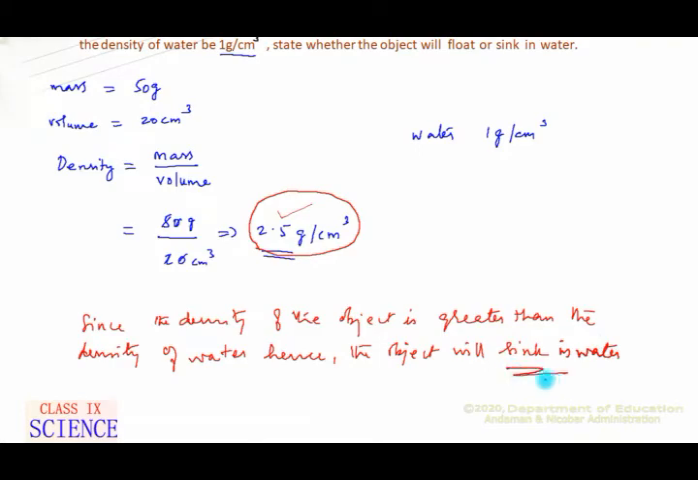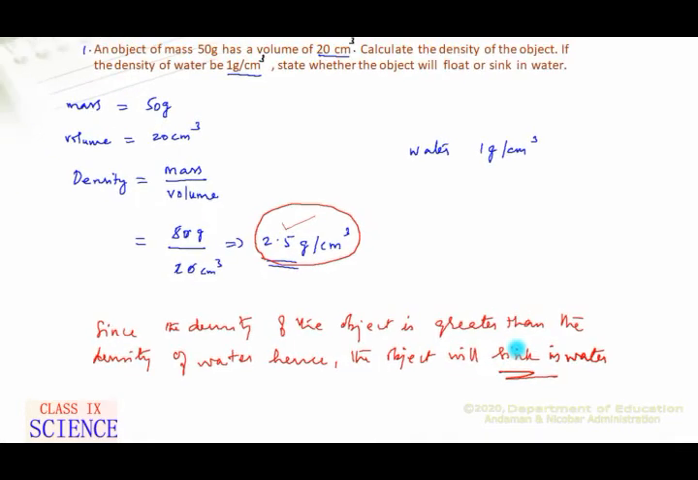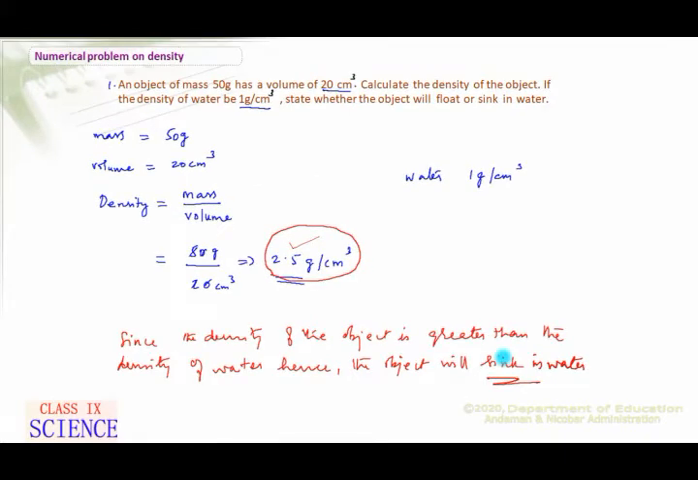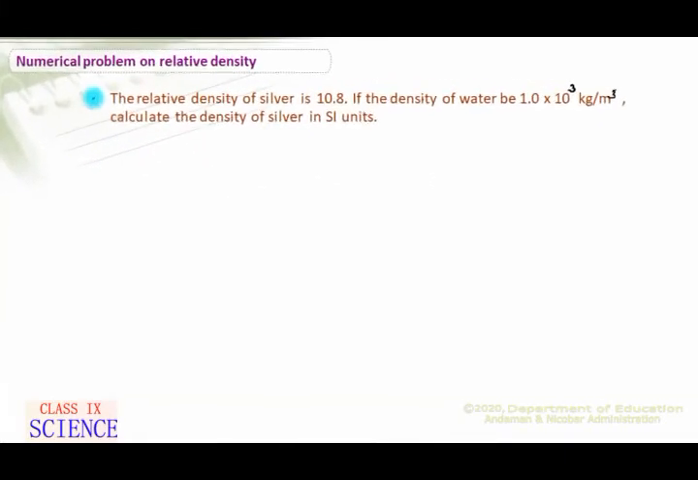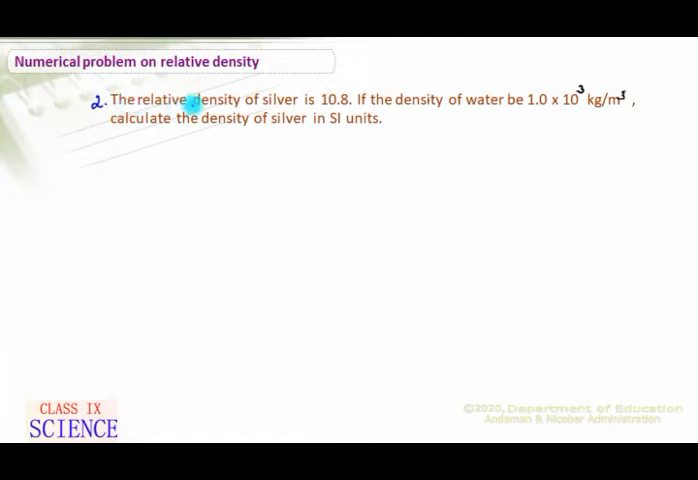Alright children, this way such types of numerical problems could be solved. Let us see another numerical problem based on relative density. The relative density of silver is 10.8. Here no unit is there, relative density doesn't have any unit, right? If the density of water is 1.0 into 10 to the power 3 kilogram per meter cube, calculate the density of silver in SI unit.